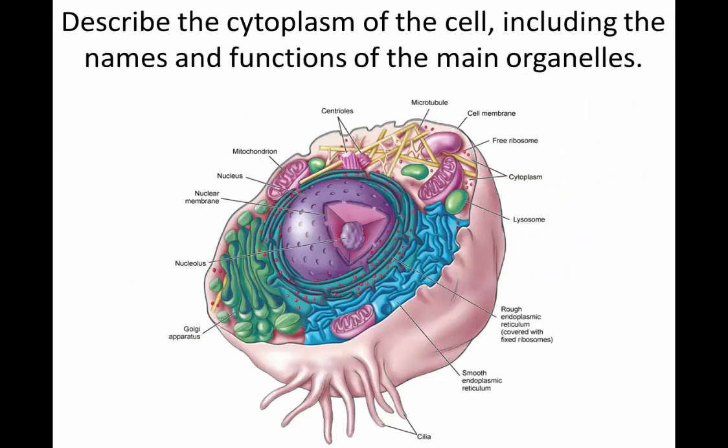So taking a step back and looking at the entire cell here, we can describe the cytoplasm of the cell, including the names and functions of main organelles. And so they're listed here, and if we were to actually see this cell in real time, what we would see is that this cell is filled with fluid, which is the cytoplasm. Again, made up of mostly water, but with various chemicals dissolved in it.